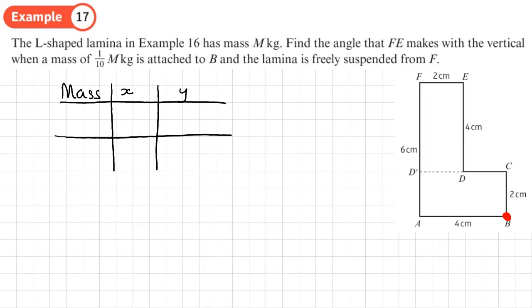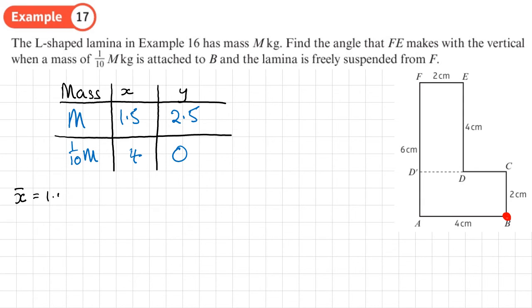So we'll start with the lamina that we worked out before. We've now got a mass of m, and its center of mass from memory was x is 1.5 and y is 2.5. And then we've got this new mass of 1/10 m, and I can see that that's at the point (4, 0). So 4 for x, 0 for y. And now I do my calculation to work out x bar and y bar.